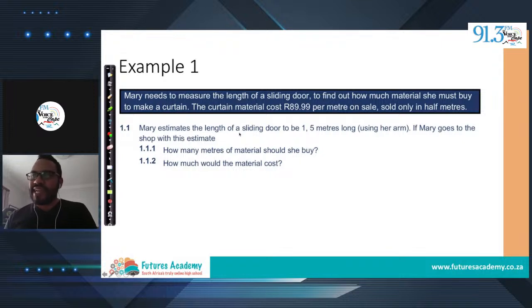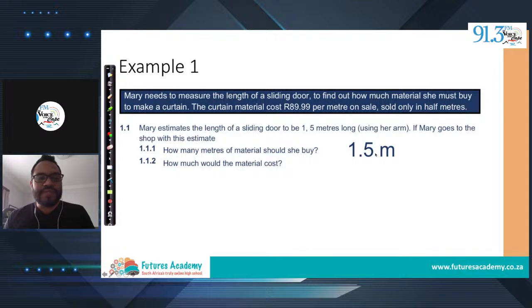Mary estimates the length of a sliding door to be 1.5 meters long using her arm. She goes to the shop with this estimate and wants to know how much material she must buy. To answer that, we know it's 1.5 meters, we're assuming she's going to cover it exactly with that length, and thirdly, we know that it's sold in half meters. If you count in halves, you have half, 1, 1.5. Clearly, it's possible for her to buy 1.5 meters. Hence, the answer here is she needs to purchase 1.5 meters.